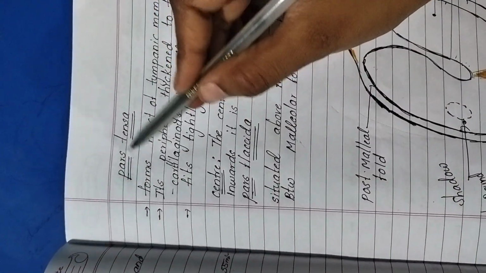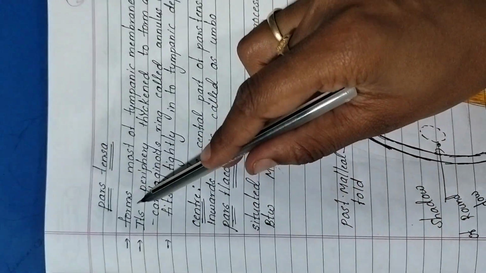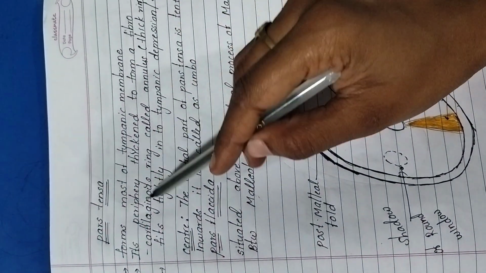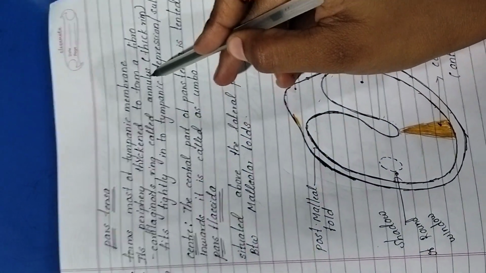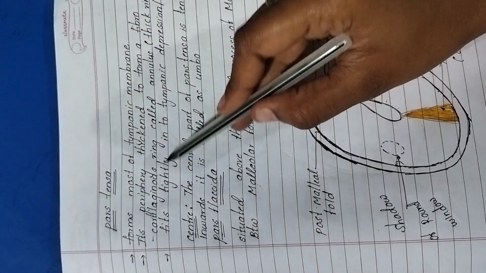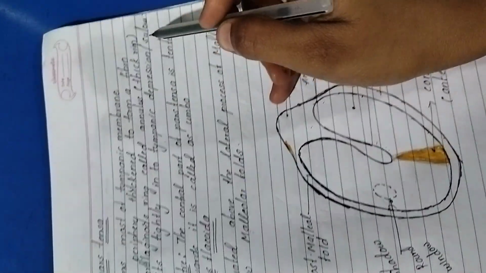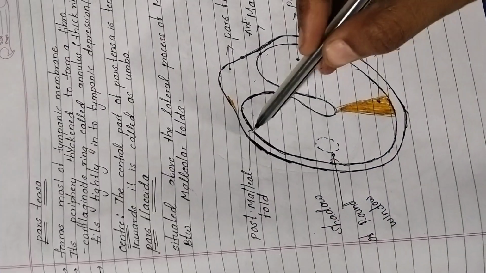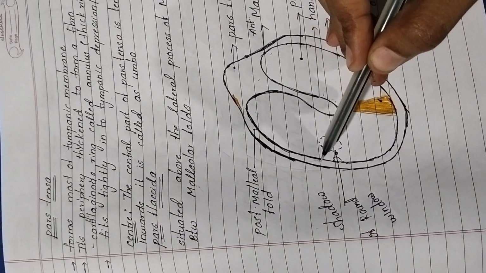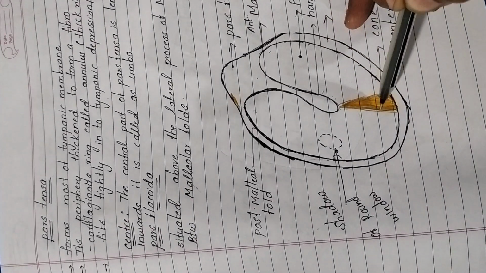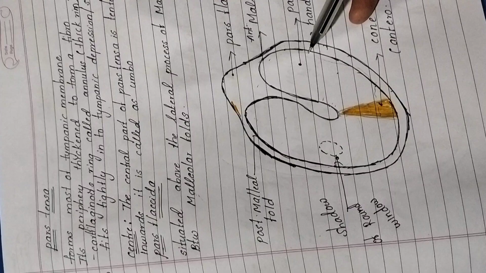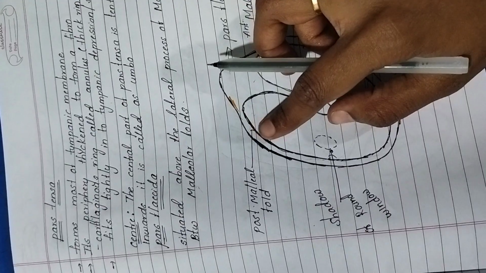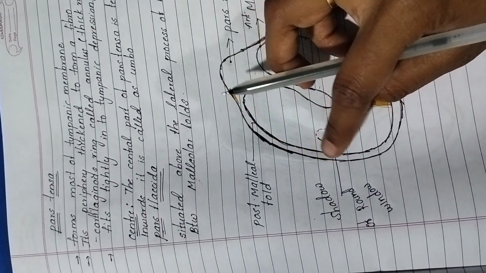Now we will discuss about pars tensa. Pars tensa forms most of the tympanic membrane. Its periphery is thickened to form a fibrocartilaginous ring called the annulus or thick rim, which fits tightly into a tympanic depression or sulcus. See, this is pars tensa and it gets thickened in the periphery to form an annulus, and it gets fit into the tympanic sulcus or depression. So this part, the peripheral one, is known as annulus.